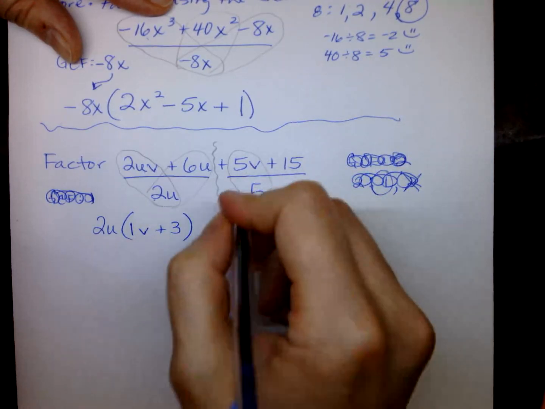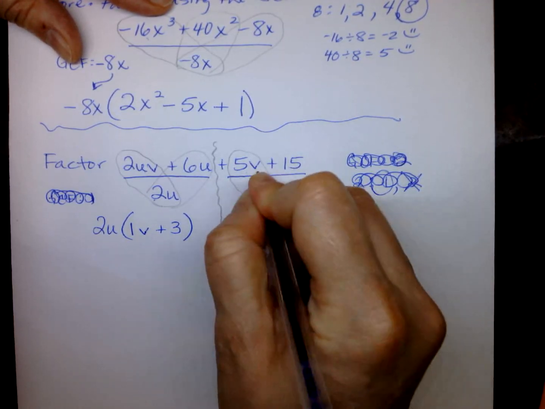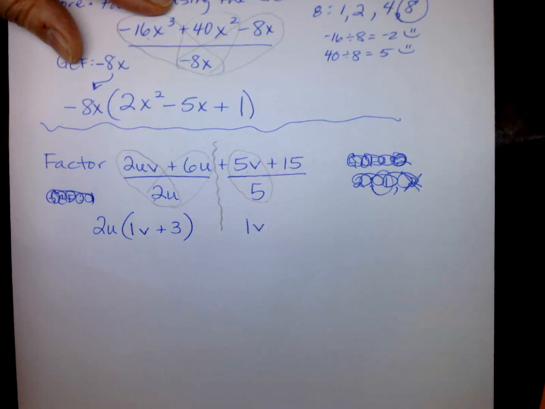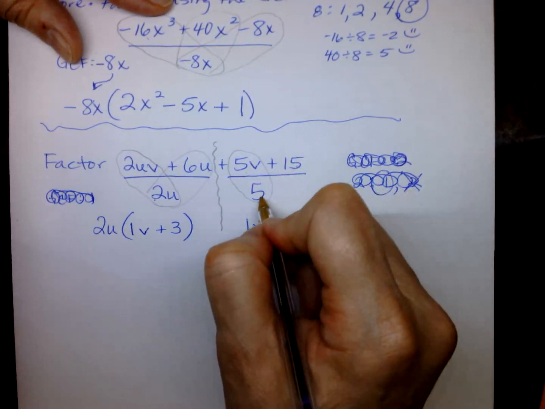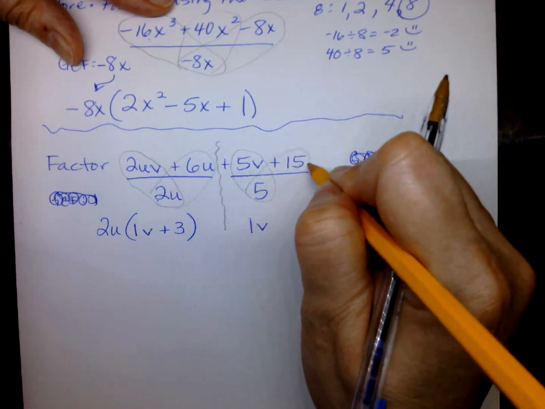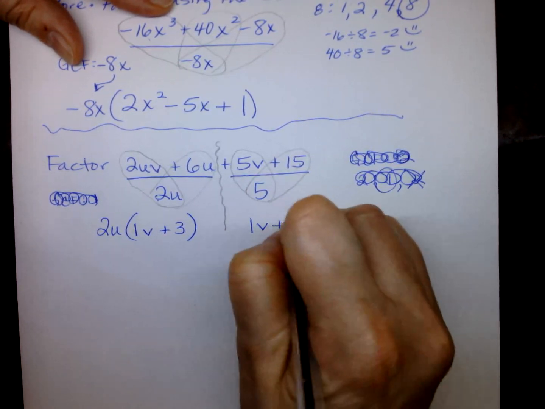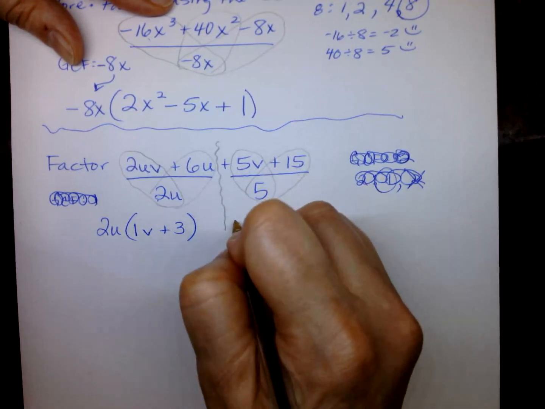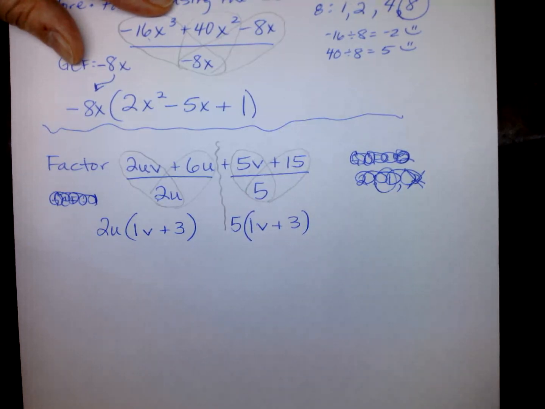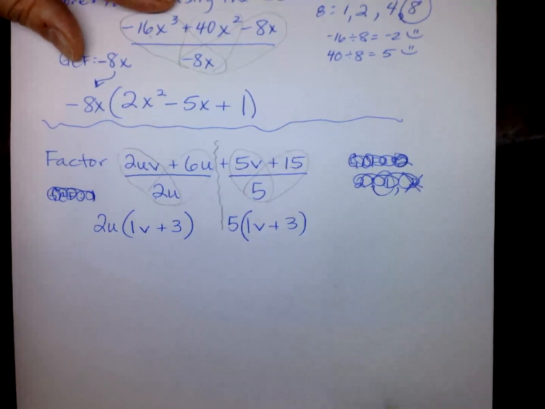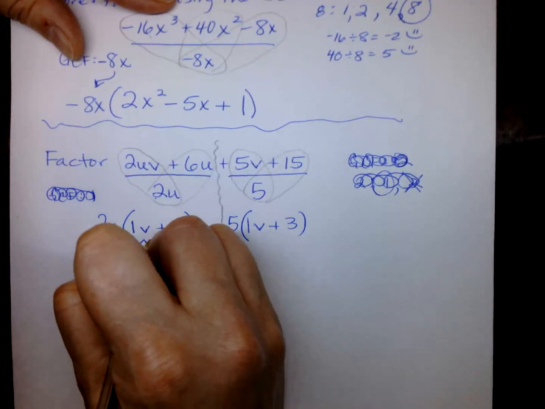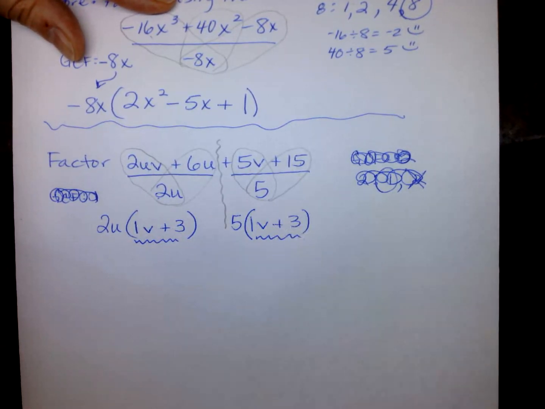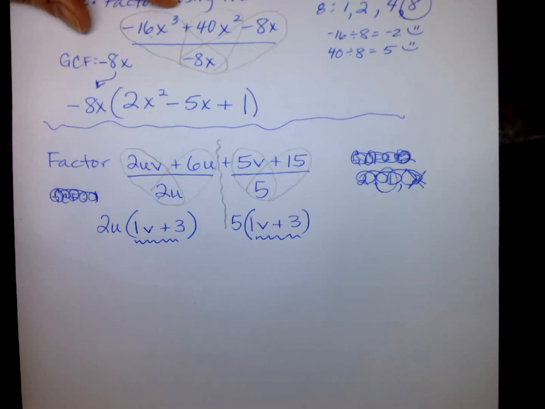5v divided by 5, well, 5 divided by 5 is 1, and that v is not going anywhere, so it stays. And then 15 divided by 5 is 3, positive 3. That's what's left behind in parentheses after we divide out the GCF, and the GCF goes out front. Now you should notice something interesting about what happened here. The parts in the parentheses right now match each other. And when that happens, that means factoring by grouping has been successful because we need to do one more step.